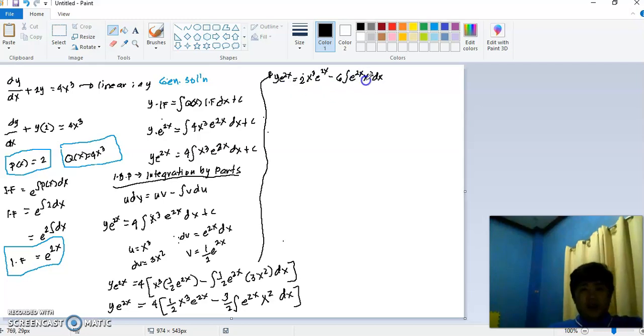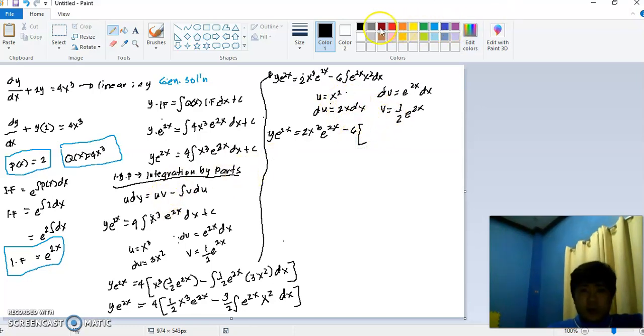If you could see, it's not yet done. We still need to integrate this one, so we need to make our u again. Our u is still x squared. Our du is 2x dx. And our dv is still the same, e^(2x) dx. So your v is equivalent to 1/2 e^(2x). Okay. Now substitute it back. You have y e^(2x) equals 2x cubed e^(2x) minus 6 times uv here.